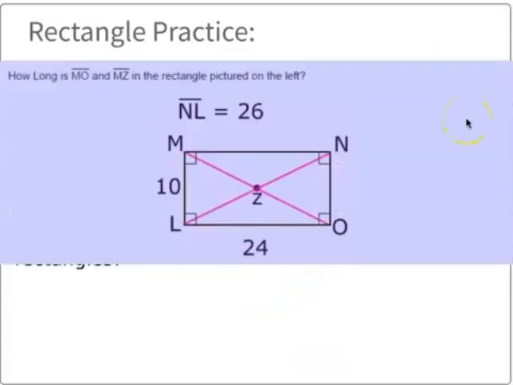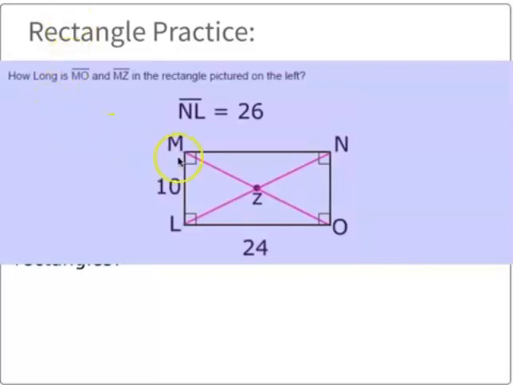All right, so now that we have been introduced to the properties of some of our special parallelograms, such as the rectangle, let's see if we can solve a problem that involves one of our special types of parallelograms, which is the rectangle. So this is a rectangle. We are given that information. It is stating this is a rectangle, pictured below.